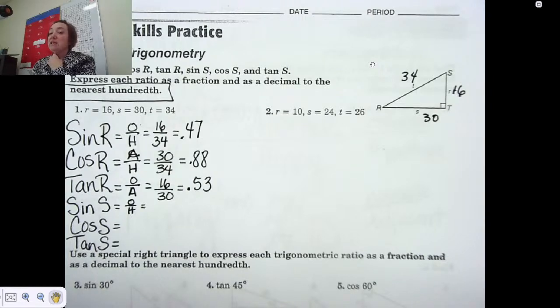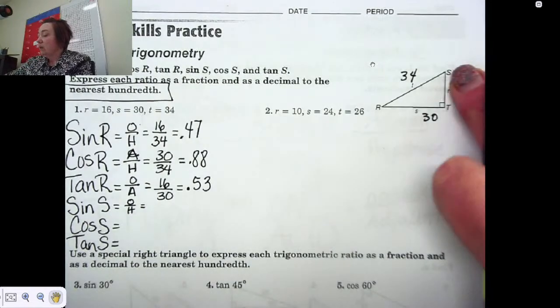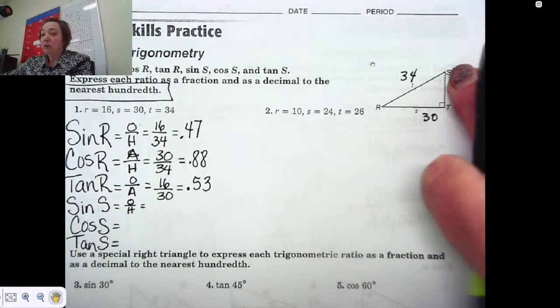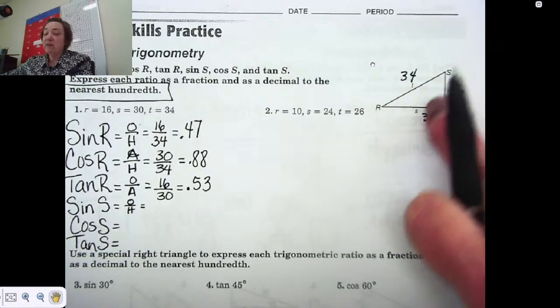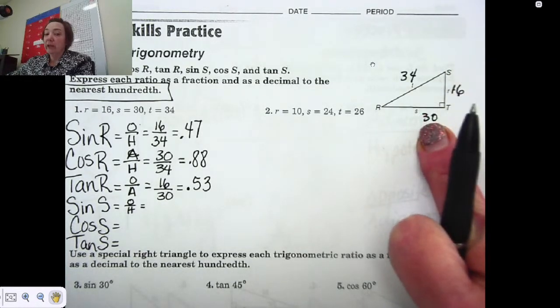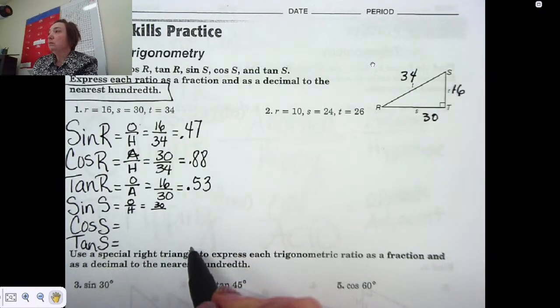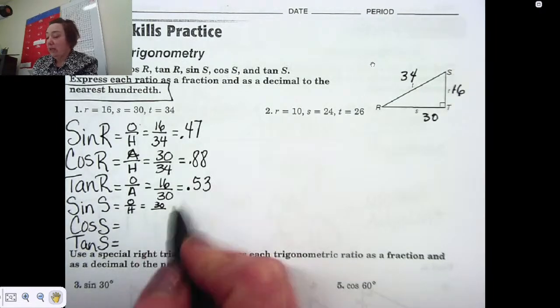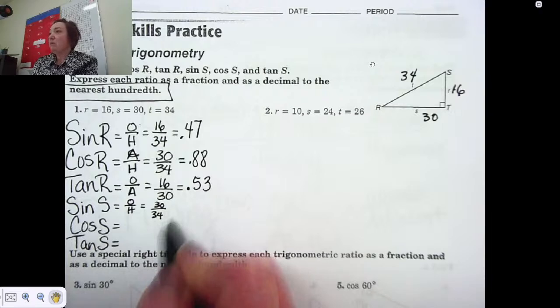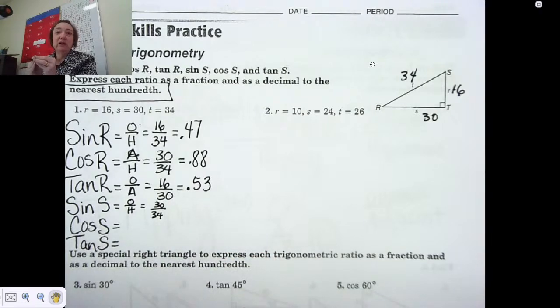Well, the big S is the angle measurement, and the small s is the side. So we're talking about angle S, so that's the big S. So here's the angle. What is opposite of that angle? 30, right? So this is 30. What's the hypotenuse of this triangle? 34. It didn't change, did it? That hypotenuse stayed the same because that right angle didn't change. That right angle is still in the same location it was, right?